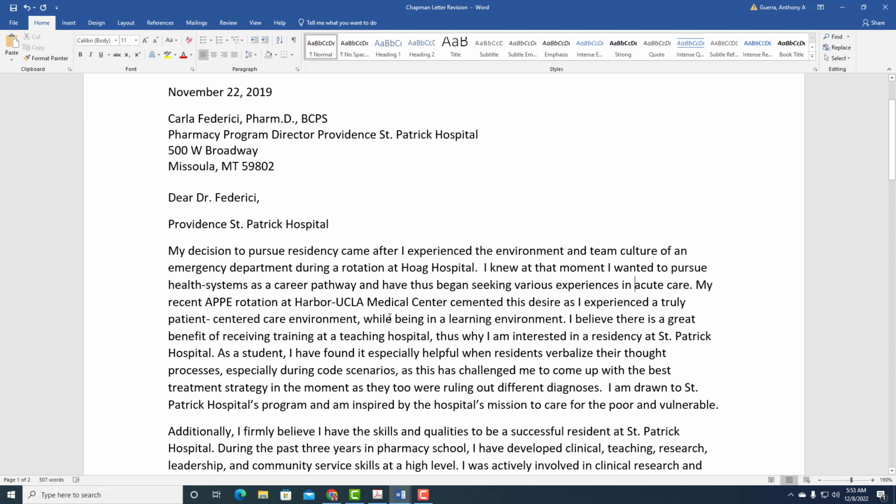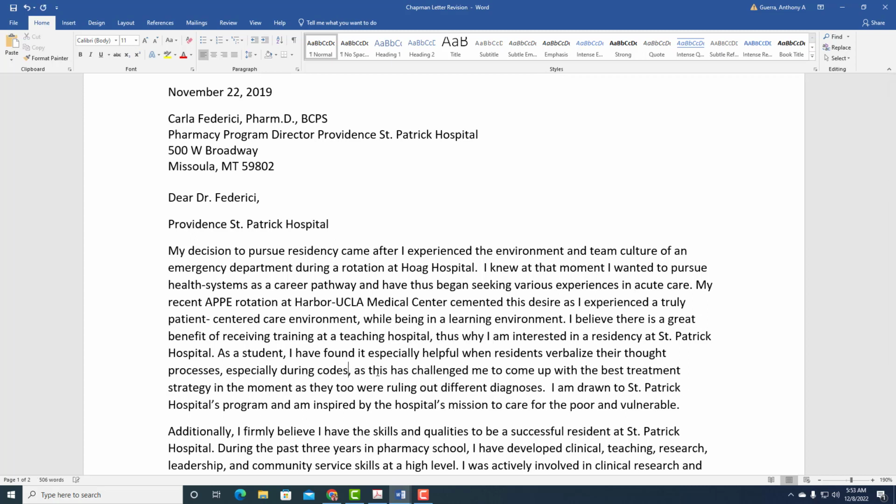What they're basically saying is I liked being at an academic medical center. That's fine if St. Patrick's Hospital is an academic medical center, but we want to make sure we're staying on that line. Which is to go with the next part: "As a student, I found it especially helpful when residents verbalize their thought processes, especially during codes, as this challenged me to come up with the best treatment strategy in the moment, as they too were ruling out different diagnoses." You don't need to see code scenarios. "I am drawn to St. Patrick's program and inspired by the hospital's mission to care for the poor and vulnerable."